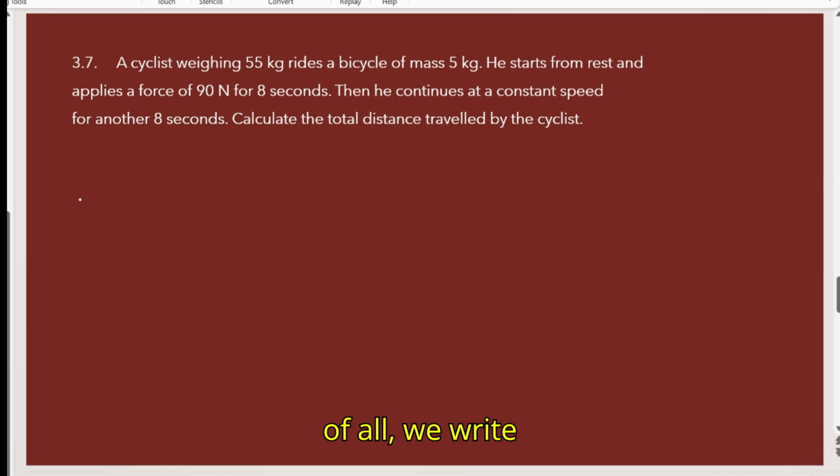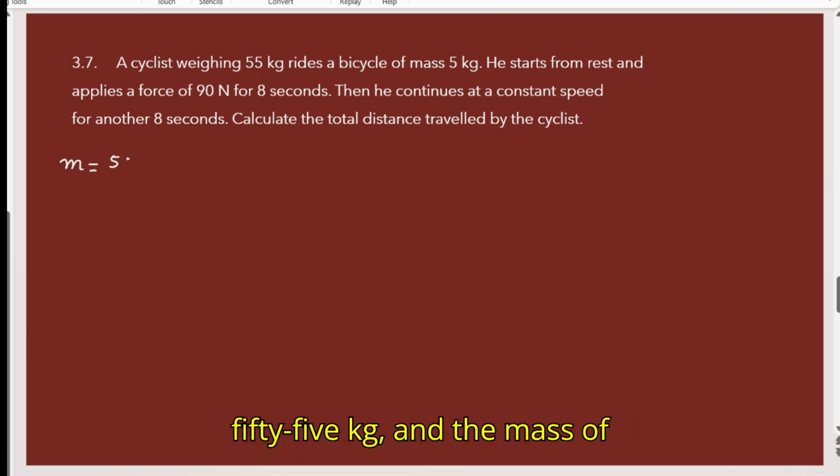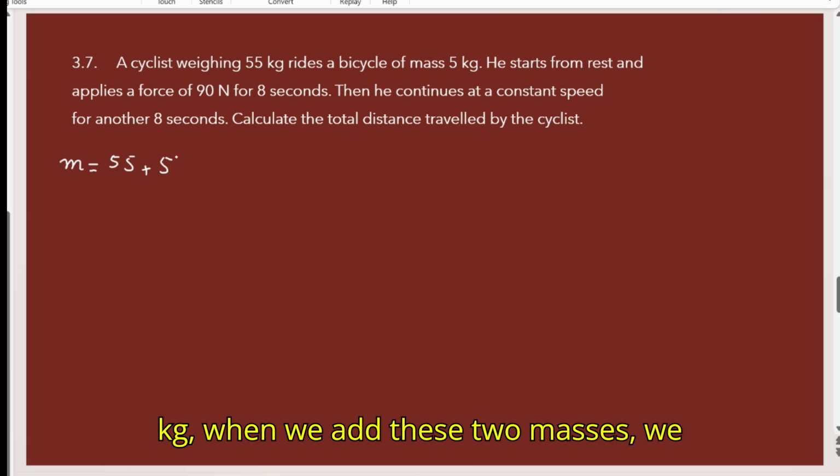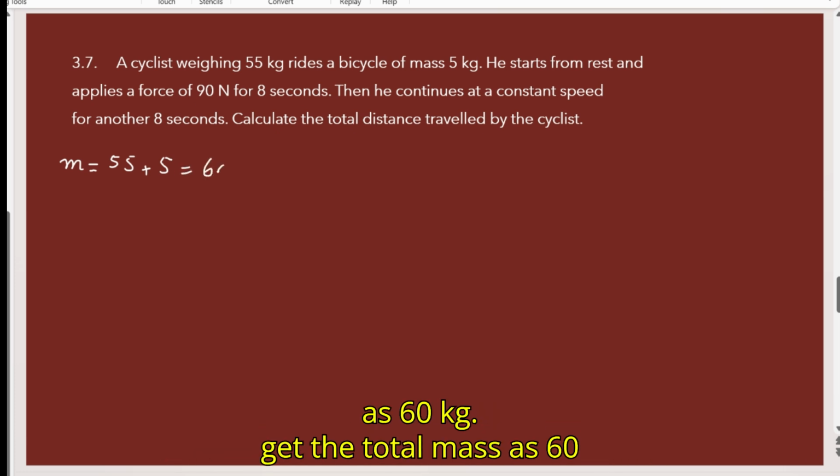First of all, we write the data here. That is the mass m, and here we represent m, the total mass of the rider, which is 55 kg, and the mass of the bicycle, which is 5 kg. When we add these two masses, we get the total mass as 60 kg.